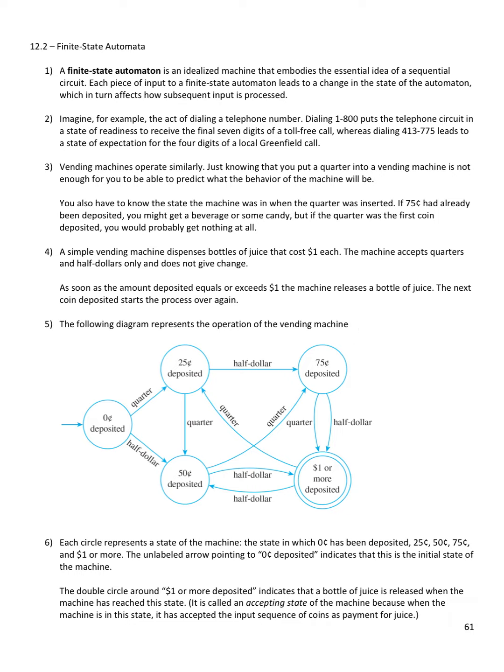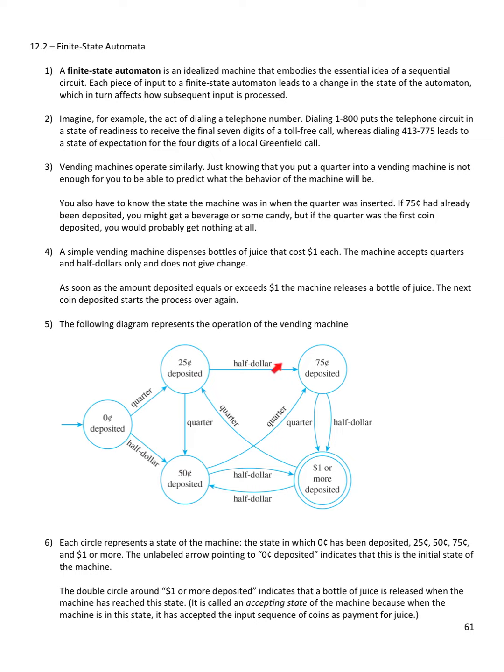So each circle represents a state of the machine. The states of the machine are 0 cents deposited. This is called the initial state, and it's denoted with this little arrow. And then our other states are 25 cents deposited, 50 cents deposited, 75 cents deposited, $1 or more deposited. The double circle indicates an accepting state. So this is what the machine accepts, where something special happens. In this case, you get a bottle of juice.